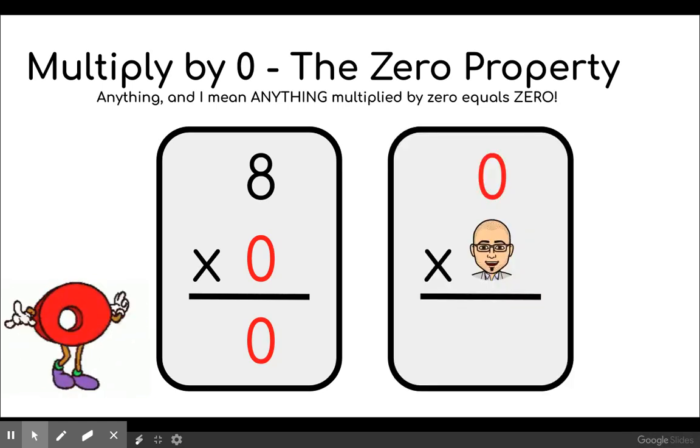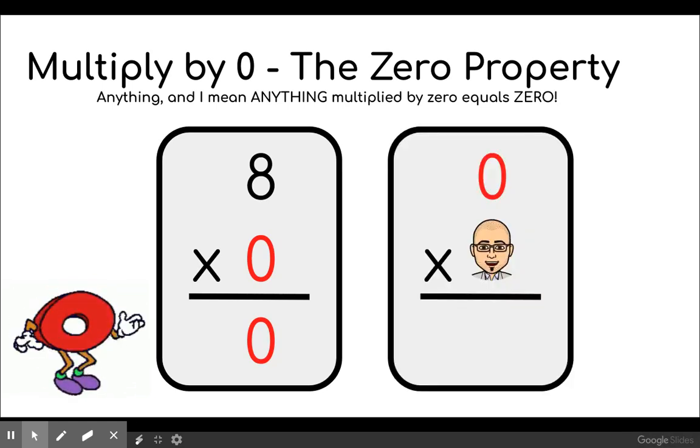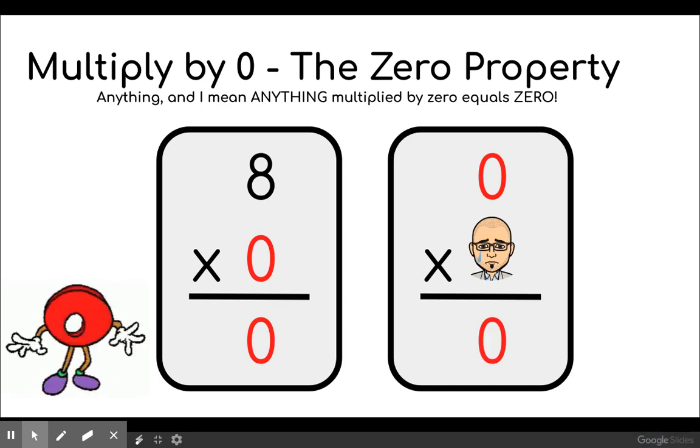Let's try another one. So now in this problem, we have 0 times, hey, that's me. Well, I did say anything, so let's multiply it. 0 times Mr. Martinez equals 0. Yeah, hey, that's not cool. But I did say anything, so it's fair.